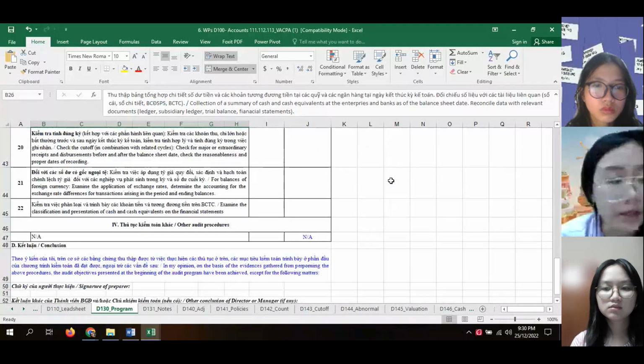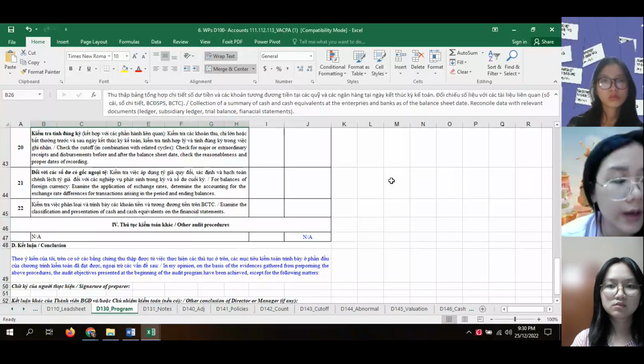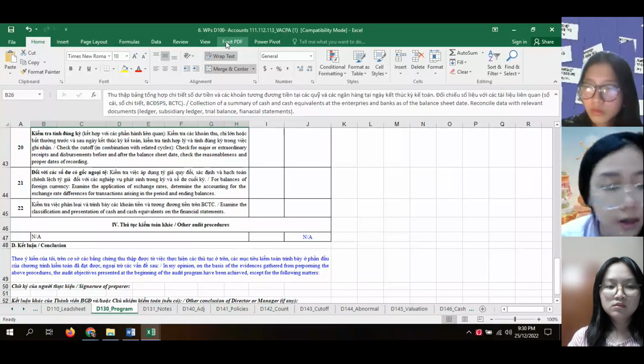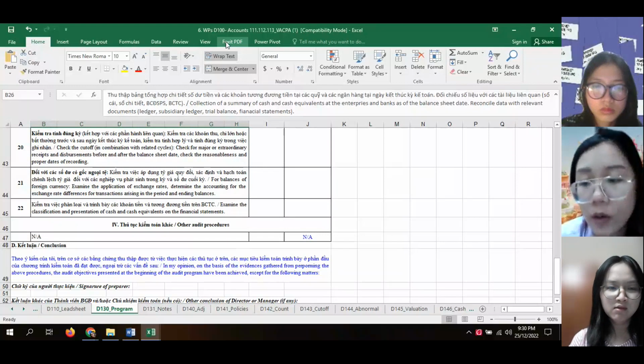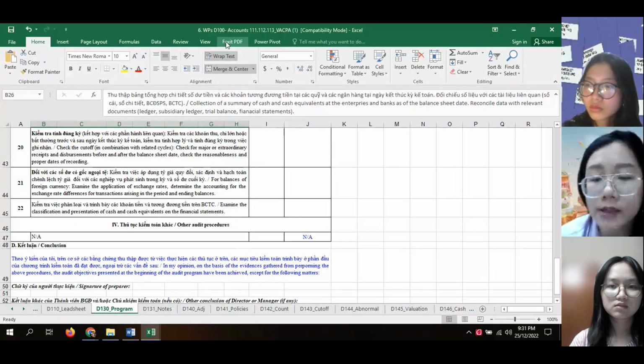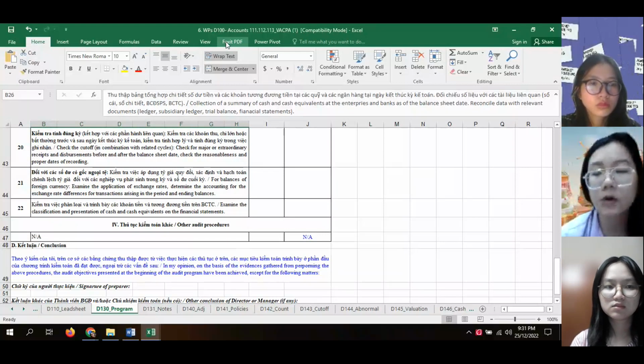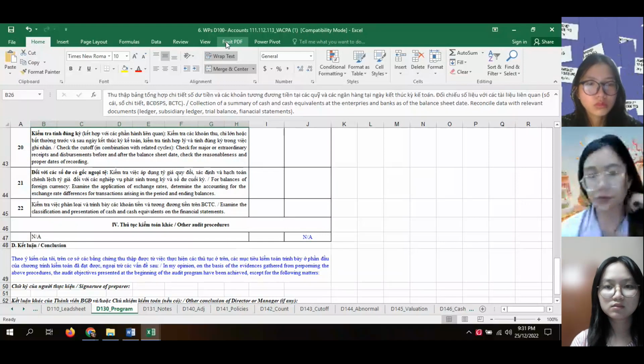For the main assertions, we wrote down all the assertions: existence, occurrence, completeness, valuation, rights and obligations, presentation, and disclosure. Then we identified the assertions where we think there is a material misstatement risk, by following the prior procedures, the prior information, and also the internal control.